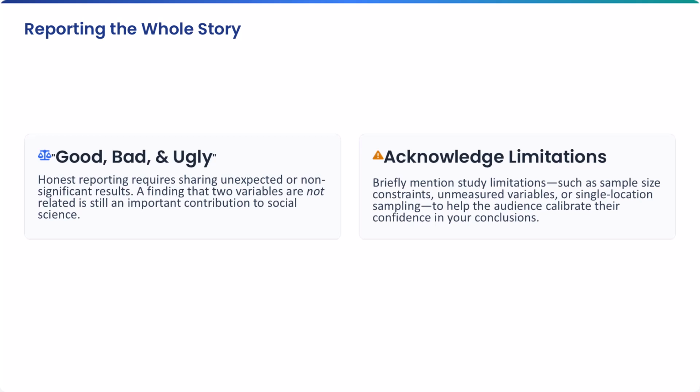Ethical research reporting requires sharing what scholar Valerie Shepard calls the good, the bad, and the ugly. Never conceal unexpected or non-significant results simply because they failed to match your initial hypotheses. If exercise showed no statistical relationship with depression in your sample, that zero finding is still valuable evidence for the scholarly community.